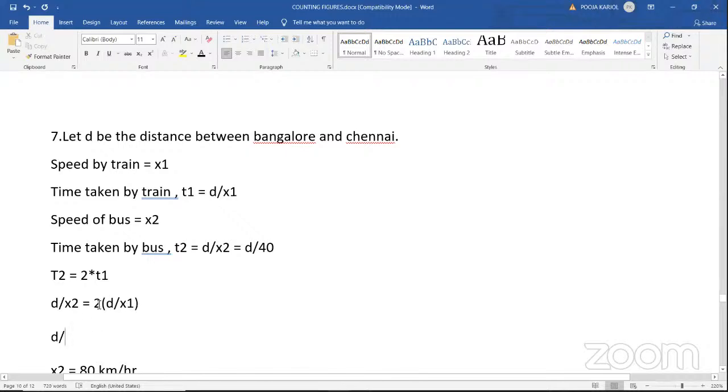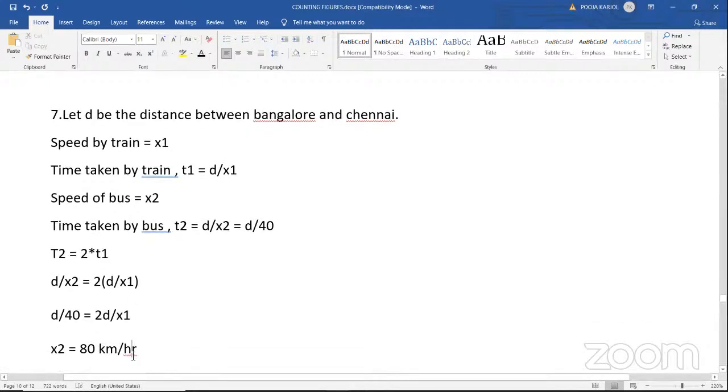D and D you can cancel, or keep it like that, later you can solve, it doesn't matter. x2 is given as 40, which will give you 2d by x1. D and D cancel, you get x1 is equal to 80 km.